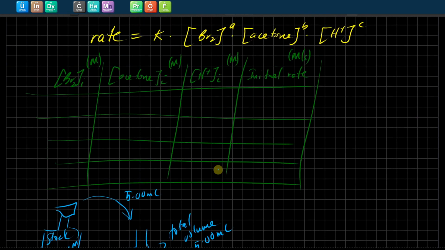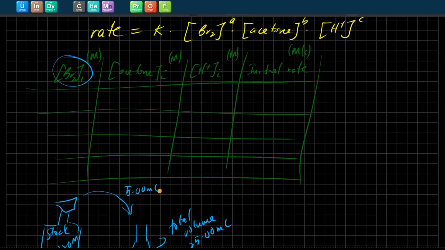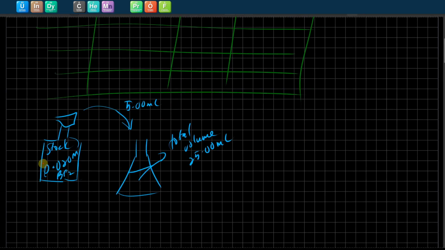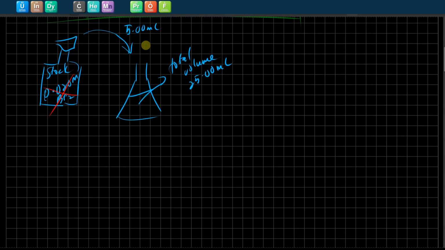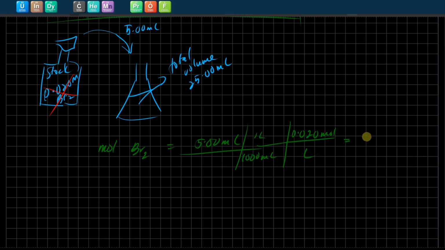So the initial concentration that we're talking about here for each of the trials is not the stock concentration, but rather we need to figure that out by figuring out how many moles of bromine we used. So in this case, the moles of bromine would be our 5 milliliters that we took, let's convert that to liters, times our starting concentration in the stock solution, right? And this will give us an initial amount of 0.00010 moles.